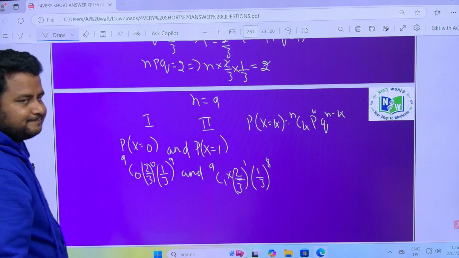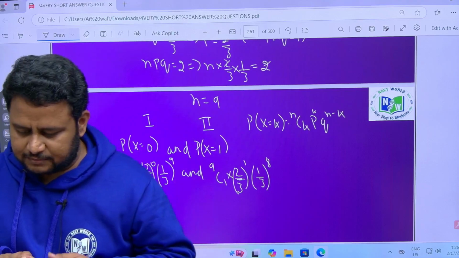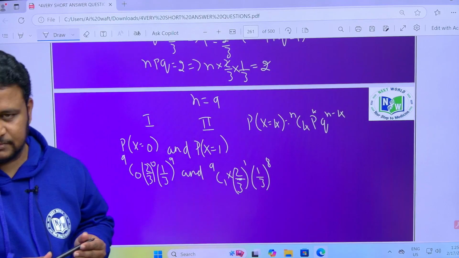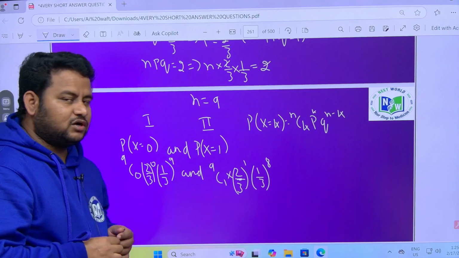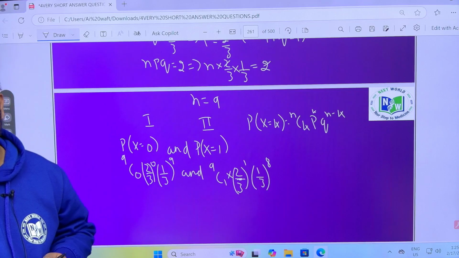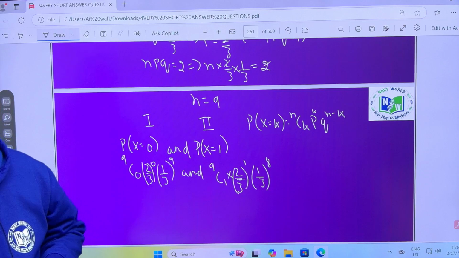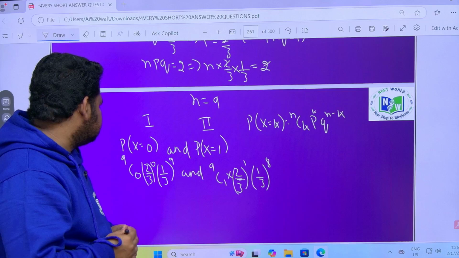Okay, this will become what? NC naught is what? NC naught will be equal to what? What is the value of NC naught? Tell me. NC naught will be equal to 1. Okay, NC naught will be equal to 1.